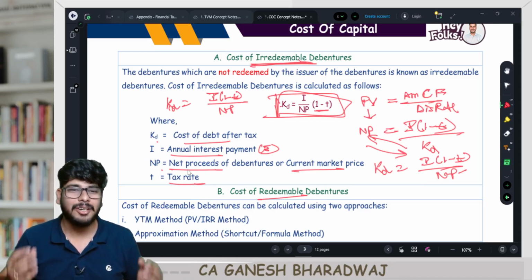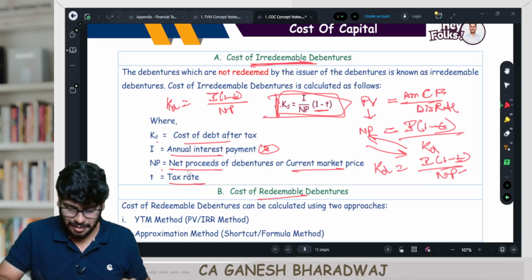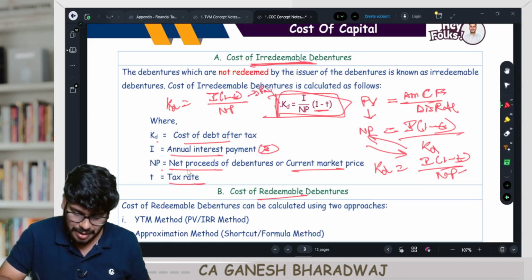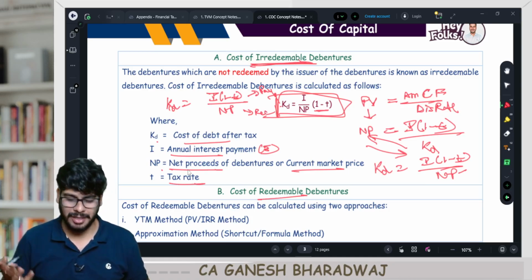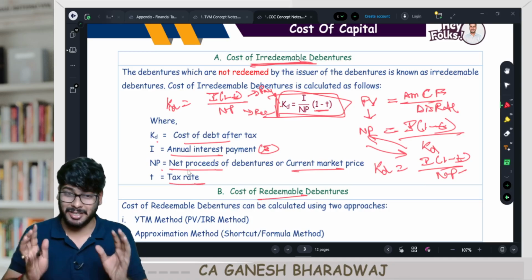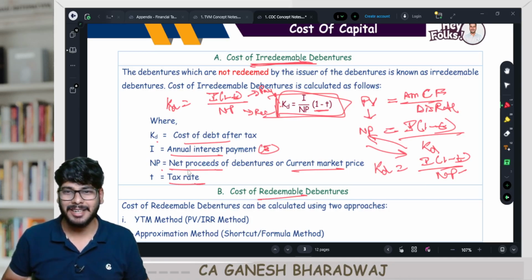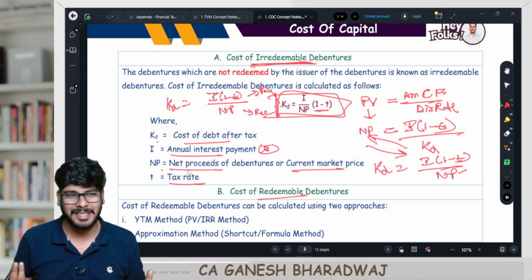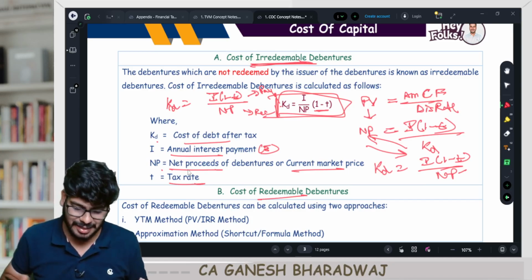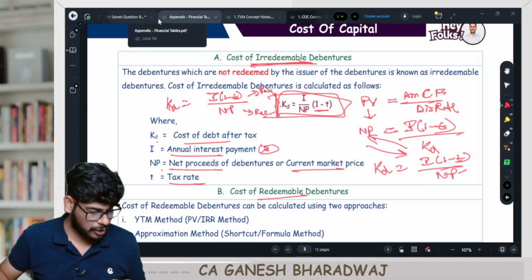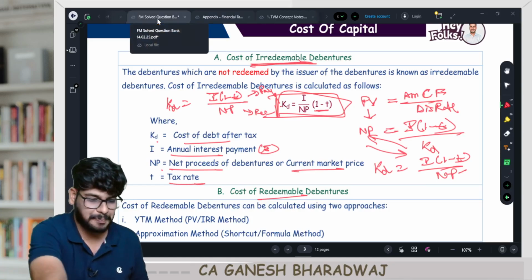Very simple. Look at this from the viewpoint of the company. What I pay divided by what I receive. From the viewpoint of the company, what it pays is interest into 1 minus T, so net of the tax shield, divided by what it receives, net proceeds. Simple logic. Clear with this, guys? As simple as that. Learn it conceptually. That's about it. Fine, guys. So on that note, shall we go and do the first question?